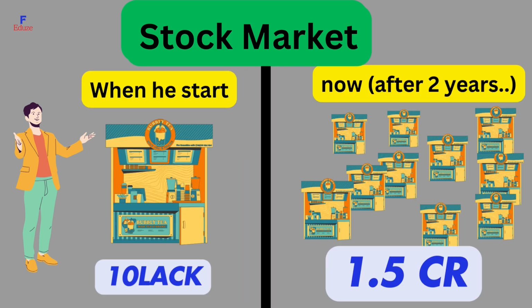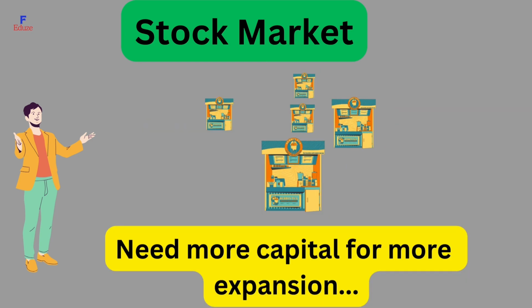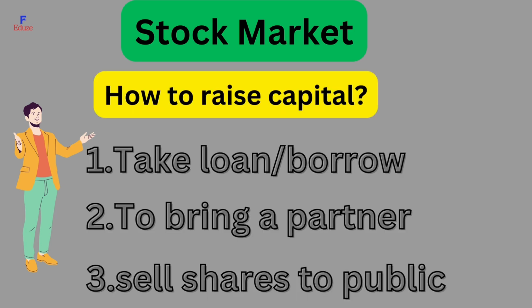2 years later, Ramu's firm has grown from 1 outlet to 10, and the company that began with 10 lakhs now has a value of 1.5 crores. After realizing that only reinvesting the income would not expand the business, Ramu considers ways to raise capital. To raise more capital, Ramu can either take a loan from a bank, or bring in a partner, or raise money from the public by listing the company on the stock market.